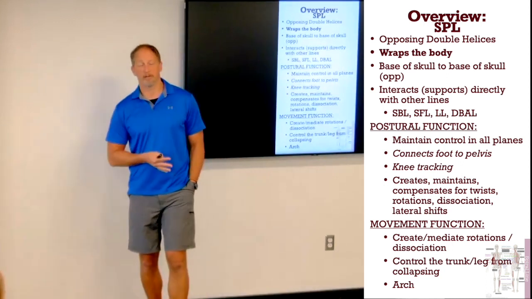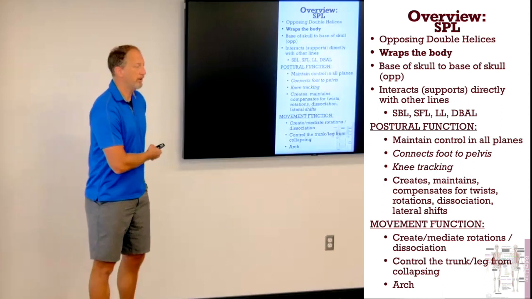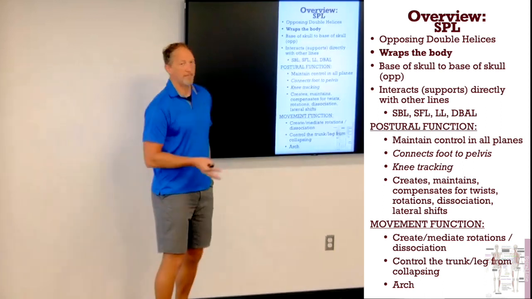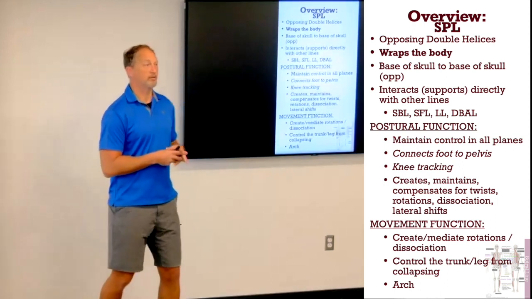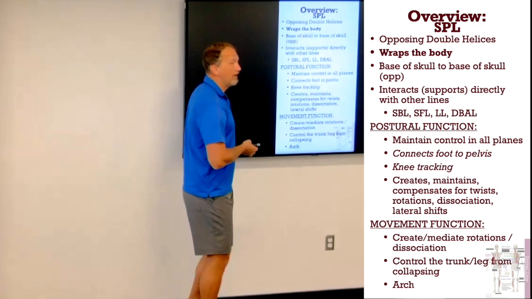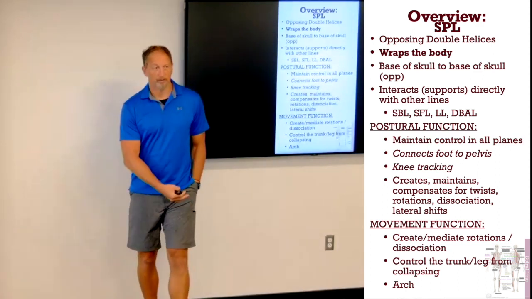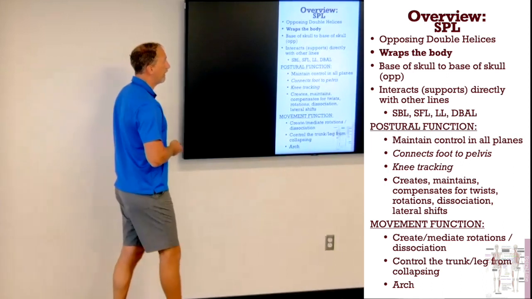The discussion that we had in regards to how the lateral line supported the arch, take that and magnify it, because now we actually have a complete stirruping of that arch. We actually are pulling that up into and towards the pelvis, or preventing it from collapsing down into the ground. So we have a significant component of the arch as part of this line.